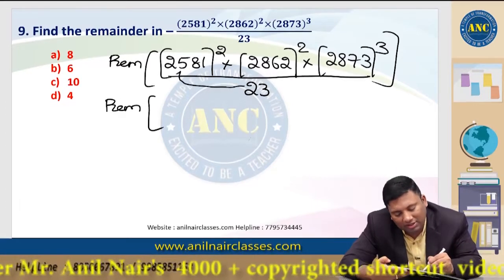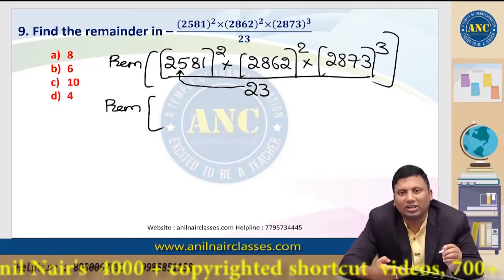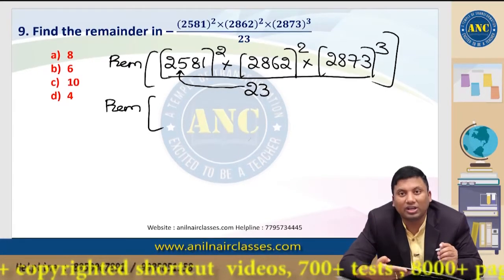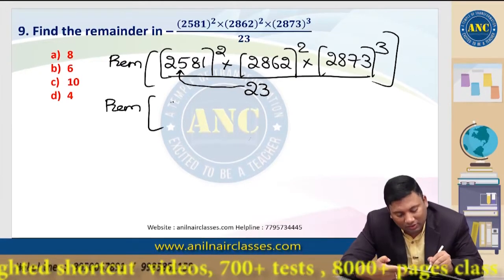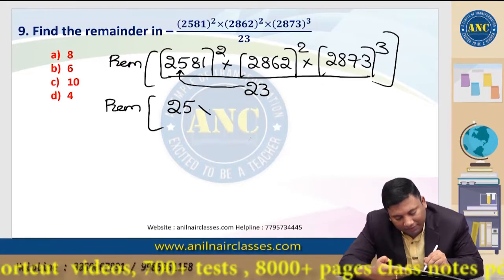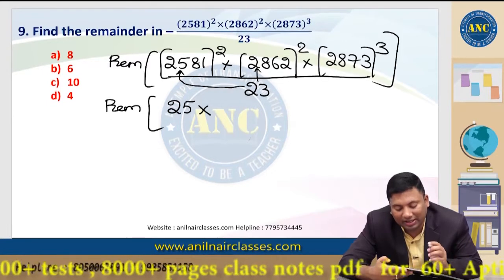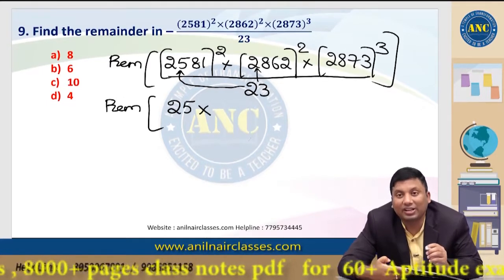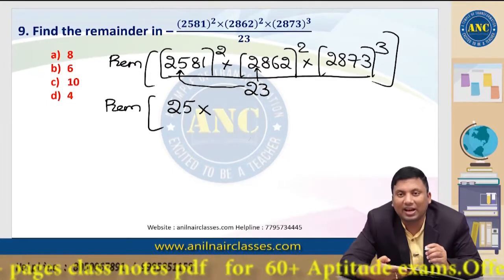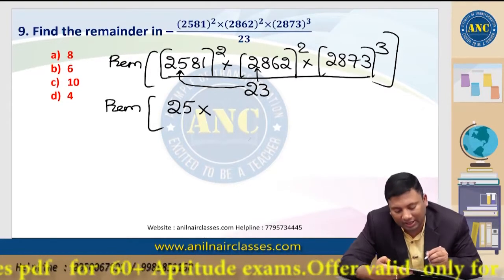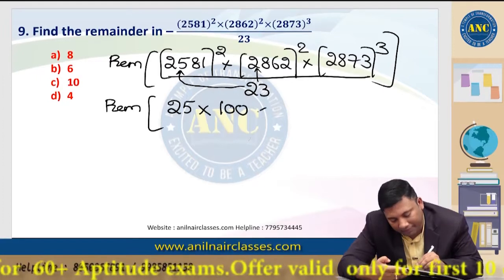2581: 23 ones are 23. 28: 23 ones are 23. 51: 23 twos are 46. So the remainder is 5 square, and 5 square is 25. Similarly here, 23 ones are 23. 56: 23 twos are 46. 102: 23 fours are 92. 10 square is 100.